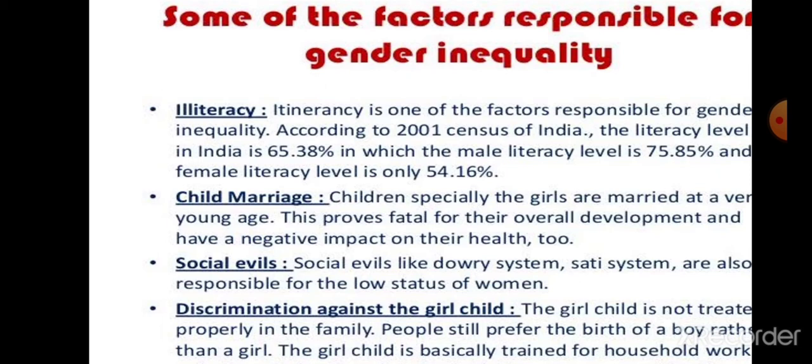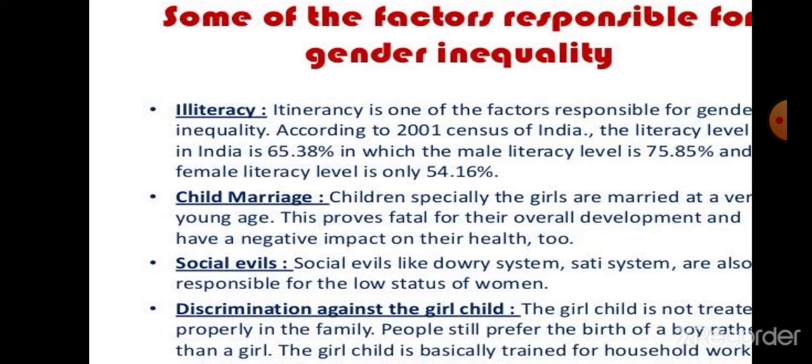And child marriages. Children, especially girls, are married at a very young age. This proves fatal for their overall development and also has a negative impact on their health. So we must protect girls from child marriages.